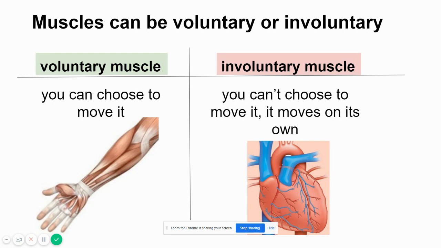An involuntary muscle is one that you don't choose to move, it just does it. So these are usually things that help keep you alive. For example, pumping your heart or moving your blood, right? You're not sitting there thinking about, oh, I need to pump my heart. No, it just does it for you. So that is involuntary.